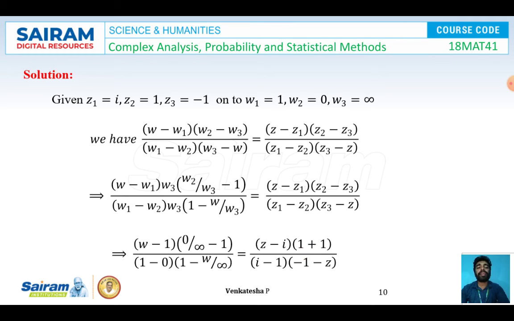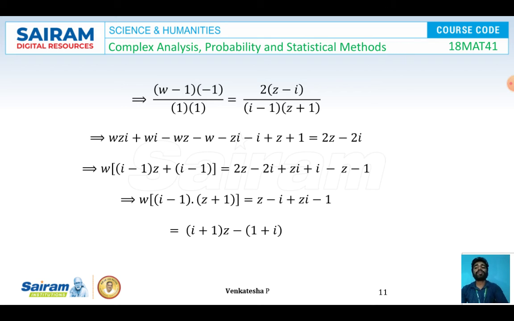So we know that 1 by infinity is 0. So this will become 0 and this also becomes 0. After simplifying this, we got the equation (w minus 1) into (minus 1) divided by 1 into 1 is equal to 2 into (z minus i) divided by (i minus 1) into (z plus 1).